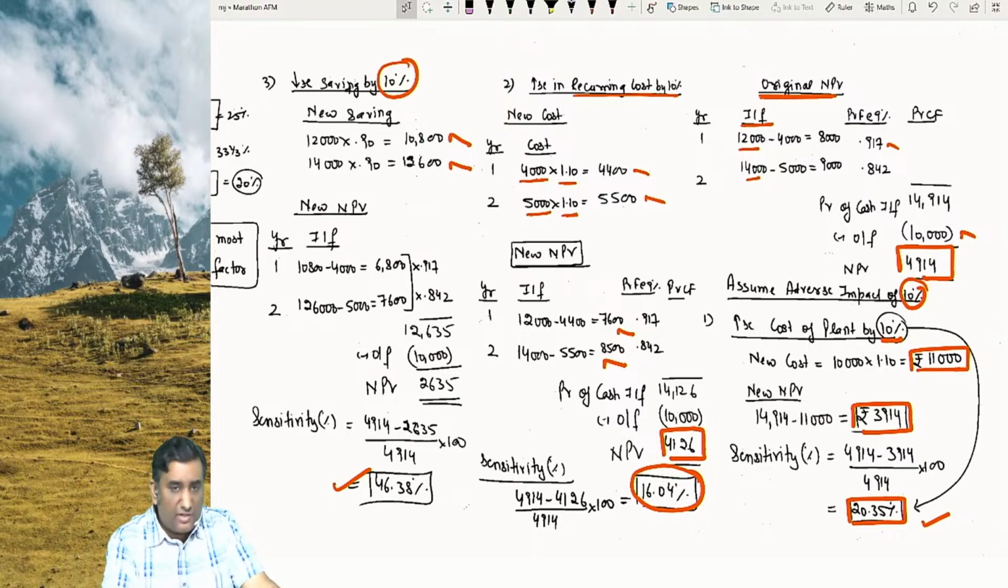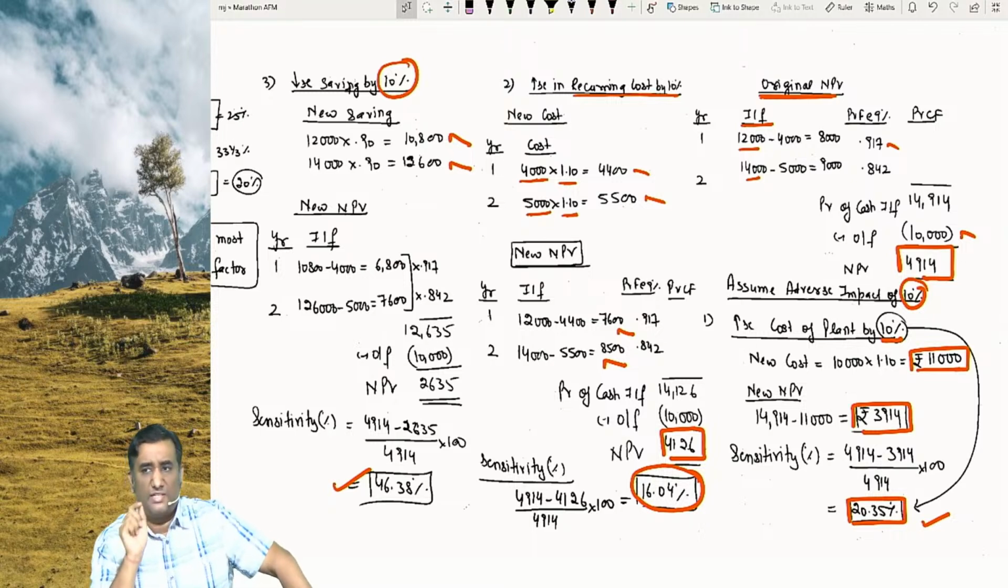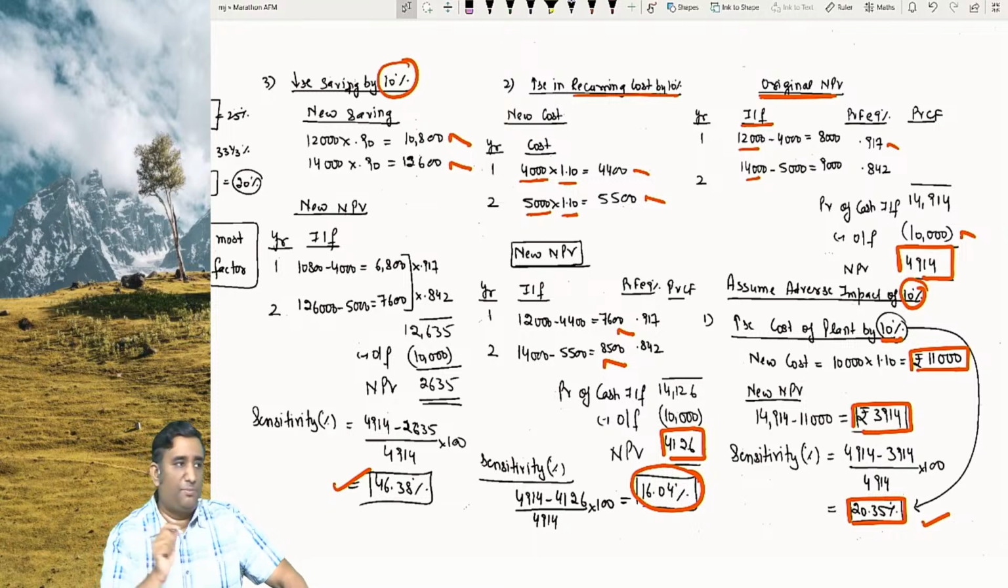Now it says, even if the question is silent, it's up to you what approach you want to use. I feel comfortable with this because it's easier to assume. Let's suppose it says NPV becomes 0. It means you have to check how much I should change these factors so that NPV becomes 0. That means the more sensitive factor is the one which will make NPV 0 faster.